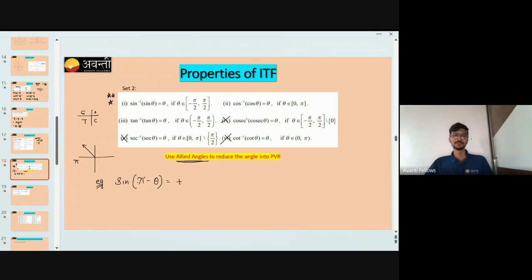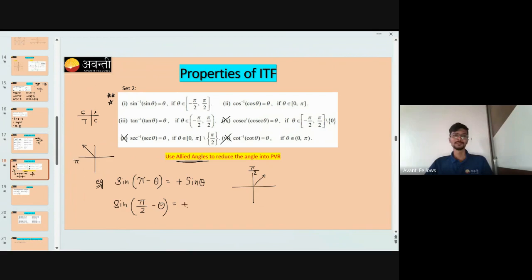And here, it is pi. Pi is an angle on the x-axis, meaning sine will remain sine theta. Suppose I get sine of pi by 2 minus theta. Listen to me very carefully. Angle pi by 2 is here. And if I subtract theta, I will reach the first quadrant. So again, in the first quadrant, ASTC, sine is positive. So my answer will be positive.